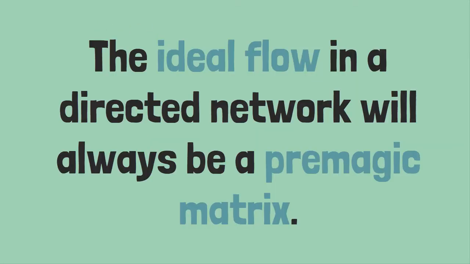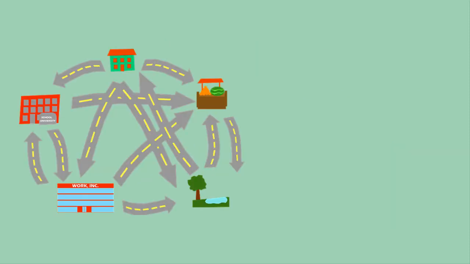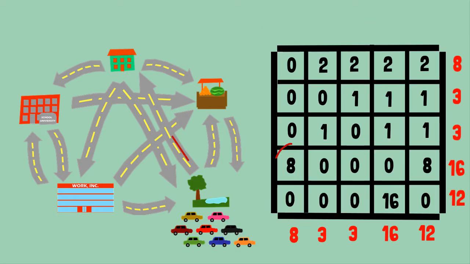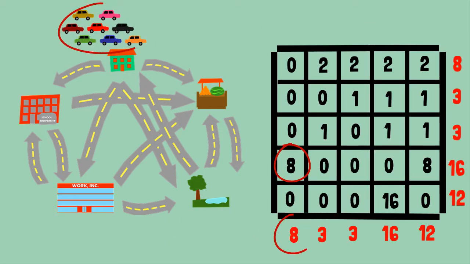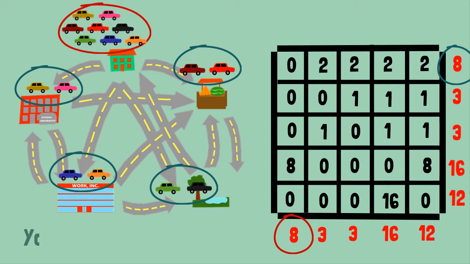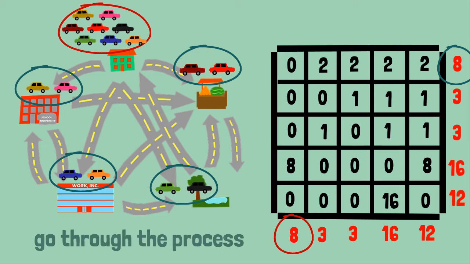An ideal flow in a directed network will always be a pre-magic matrix. This is true because, as we said, the flow is conserved. So if 8 agents go into the node, the vector sum of the first row, then 8 agents must also leave the node, the vector sum of the first column. You can compute for ideal flow entirely with linear algebra without even having to go through the process of simulating a random walk.